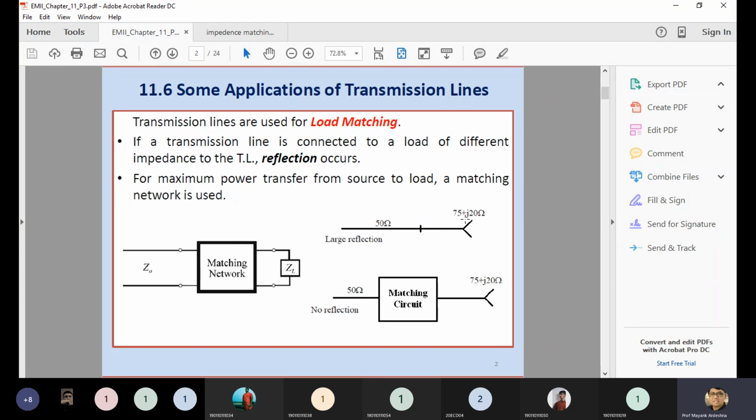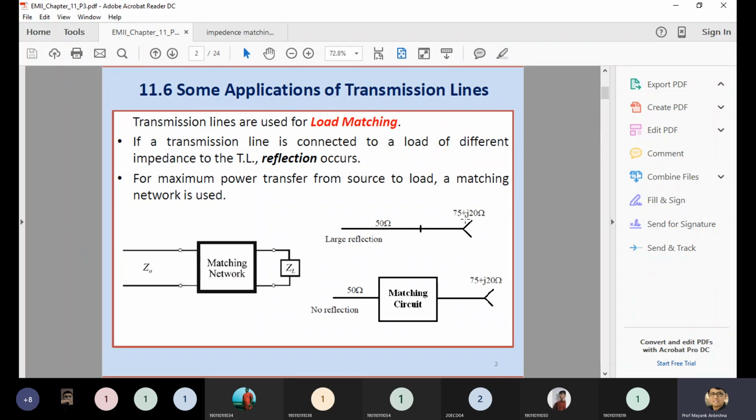If they are not the same, there will be chances of reflection, and because of the reflection, maximum power cannot be converted from electrical to electromagnetic or any other phenomenon. So you require some kind of circuit, which is nothing but a matching circuit. We insert a new circuit which may be utilized for matching between these two impedances.